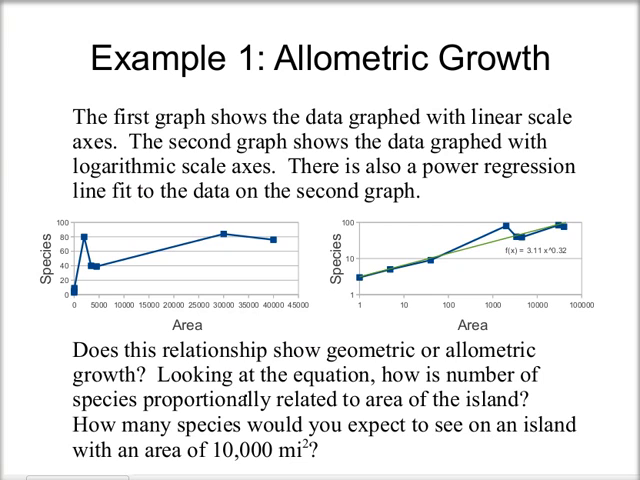And here I've got a couple of graphs of the data from that chart. The first graph shows the data with linear scale axes, and the second graph shows the data with logarithmic scale axes. And there's also a power regression line fit to the data on the second graph. So I'm looking at these graphs and I want to answer 3 questions. First, does this relationship show geometric or allometric growth? Second, looking at the equation, how is number of species proportionally related to area of the island? And third, how many species would you expect to see on an island with an area of 10,000 square miles?